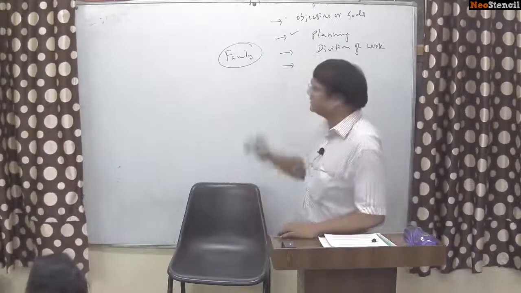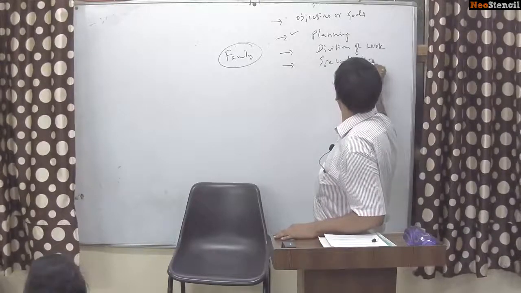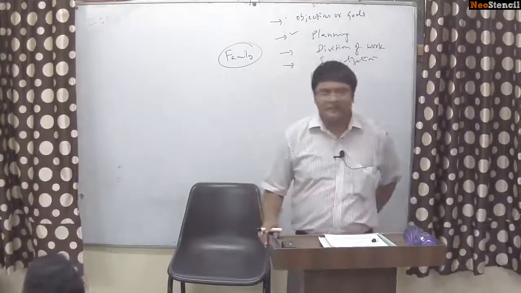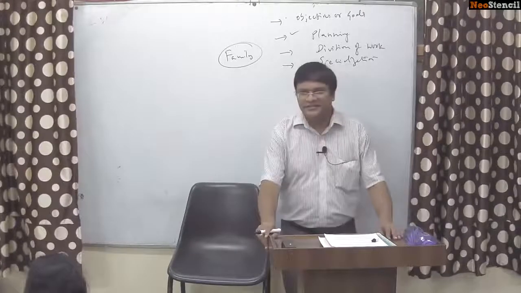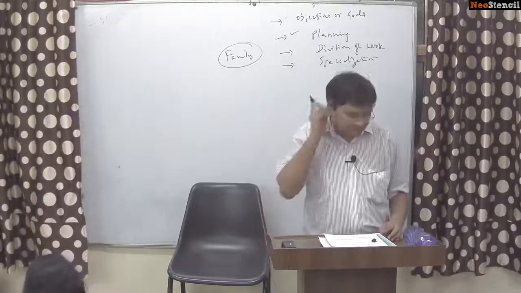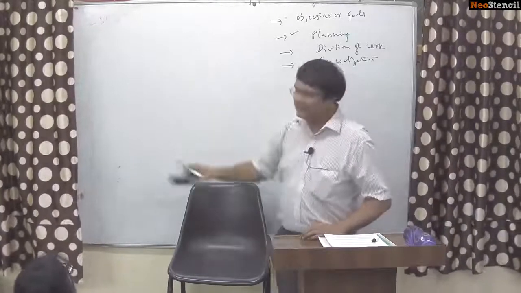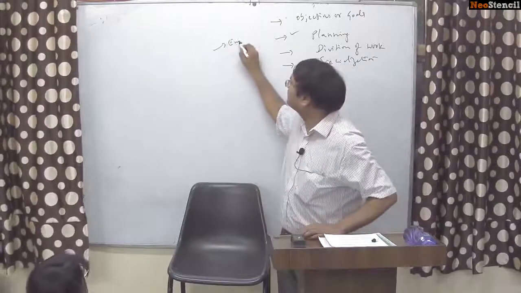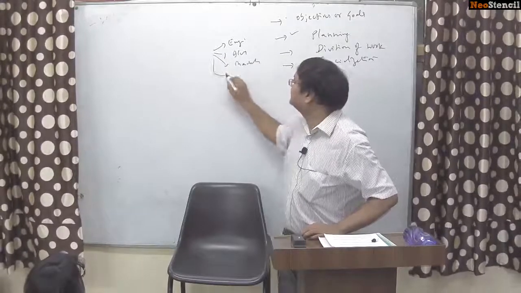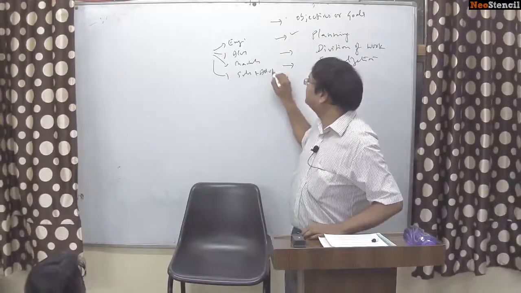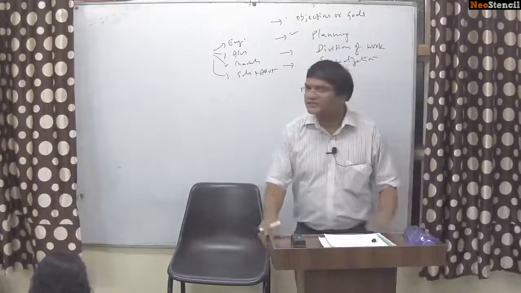Once the division of work is done, the next step is specialization. On the basis of division of work, you decide specializations. For example, in an industrial organization, you decide specialization in terms of engineering activities, accounting activities, marketing activities, sales and advertisement. Like this, you divide the work and decide a specialization.